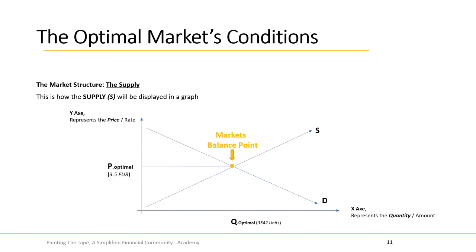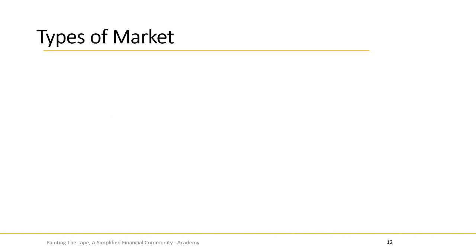At this point, we will have our optimal point of price and quantity. So in this milk market, combining all the suppliers and all the customers, we've reached the point where they have agreed to buy 3,542 units of milk at a price of 3.5 euros per unit.